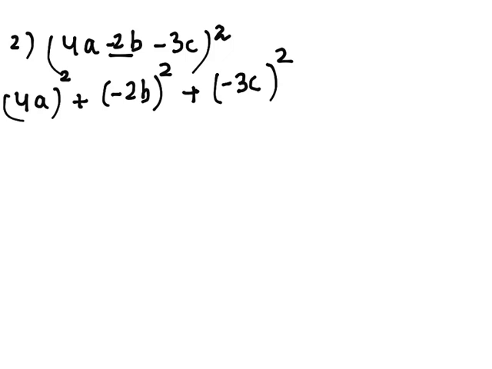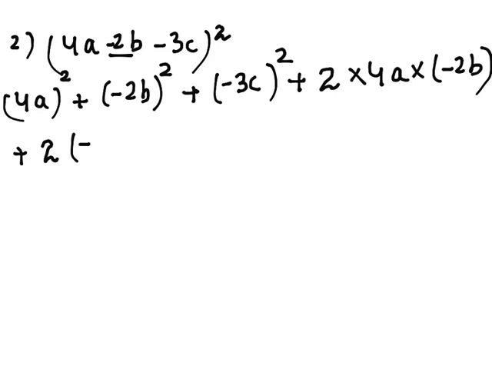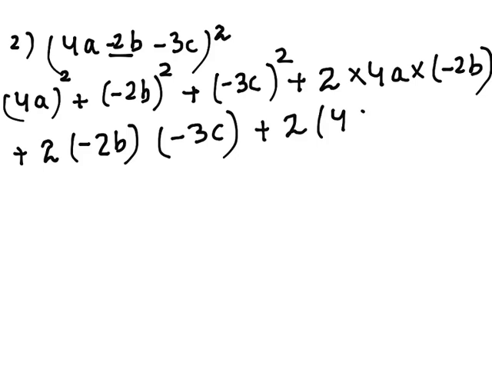Then we have plus 2ab. 2, in place of a we have 4a, in place of b we have minus 2b, negative 2b. Then we have another term twice bc. b is minus 2b and c is negative 3c. Then we have 2ac. Here a is 4a and c is minus 3c. Simple. Here the formula is the same, but we just take care of the sign and put the negative sign accordingly.